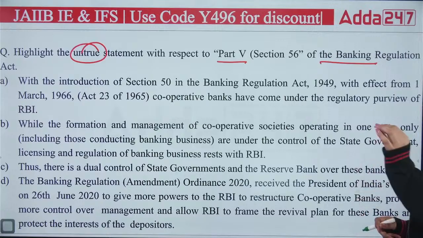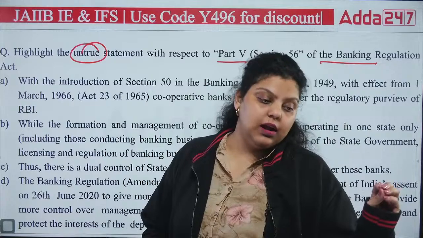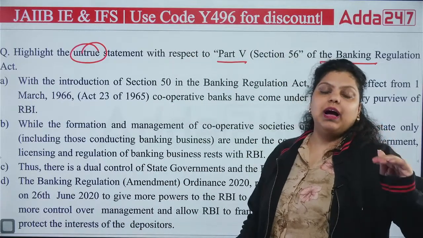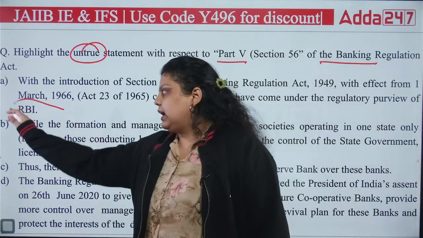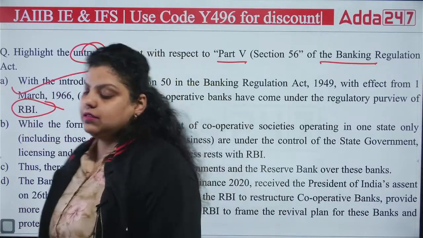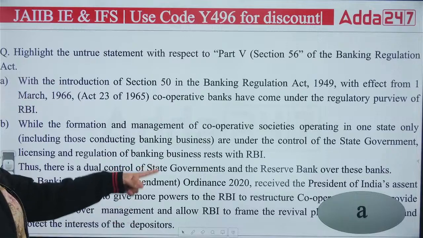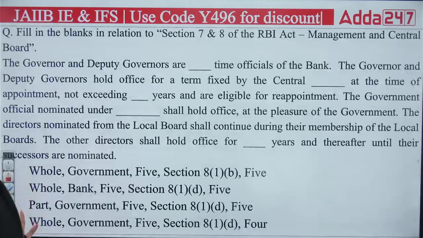So now you can see we have just discussed, on 1st of March 1966, what we have done. We have actually added the cooperative banks under the purview of the Banking Regulation Act 1949, not under the RBI Act. It means the right answer is A. Statement A is untrue because it talks about the regulatory purview of RBI, but it should be the Banking Regulation Act 1949. So your right answer is option A.